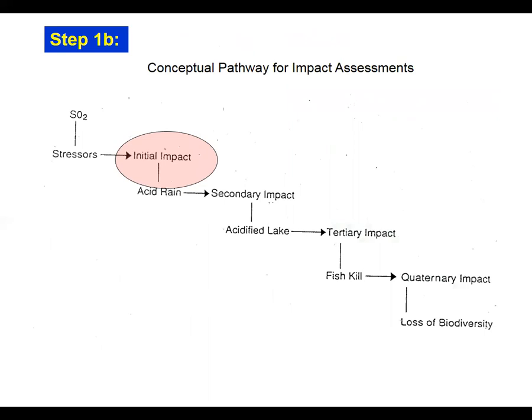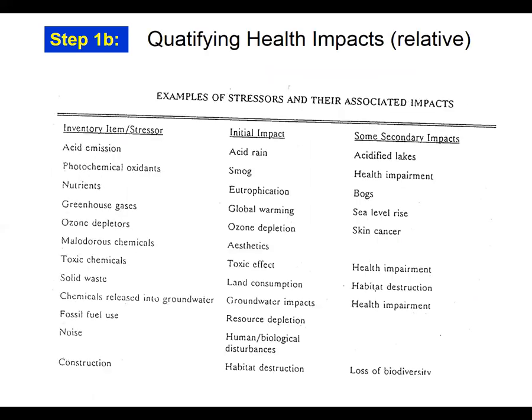So a conceptual pathway for impacts, as I said, you have a release of SO2. The stressor is SO2, the initial impact, maybe an acid rain, second impact on acidified lakes, tertiary impact on fish kill. Ideally, this would be the next steps in this study, but due to the limitation of time, budget, etc., we basically looked at toxic chemicals, greenhouse gases, air pollution, and really focused on health impacts.